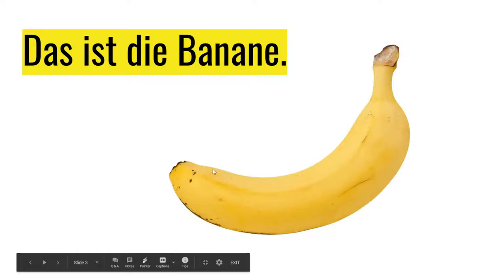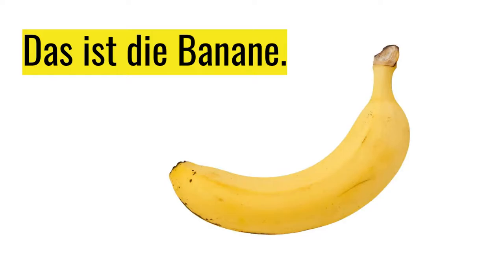I looked up the word banana. It told me it is die Banana. It's feminine. So to make a complete sentence, I add das ist die Banana all together. Make sure there is a capital letter at the beginning because this is a sentence, and a period at the end because this is a sentence. The only difference from English grammar is that the noun needs to be capitalized because all nouns are capitalized in German.